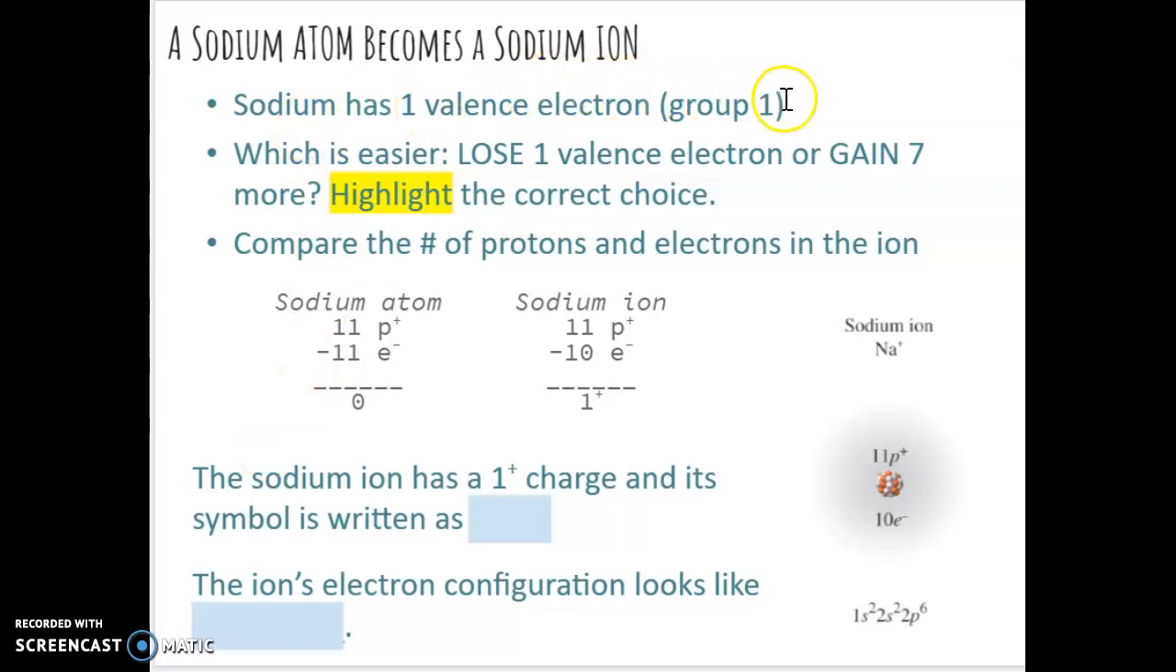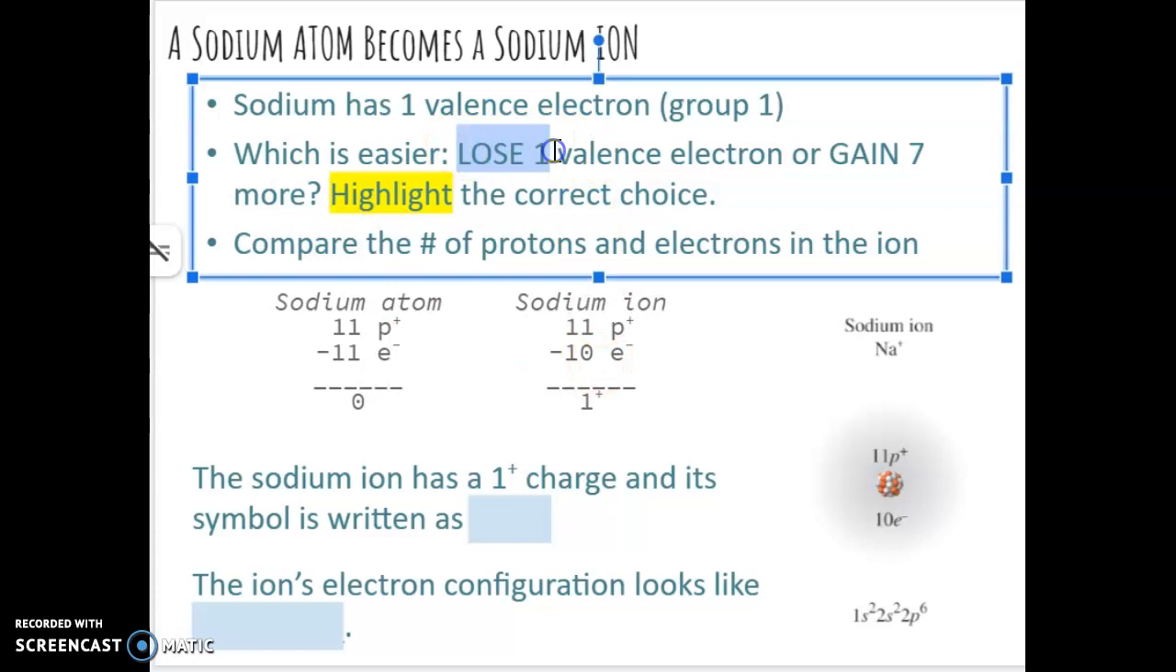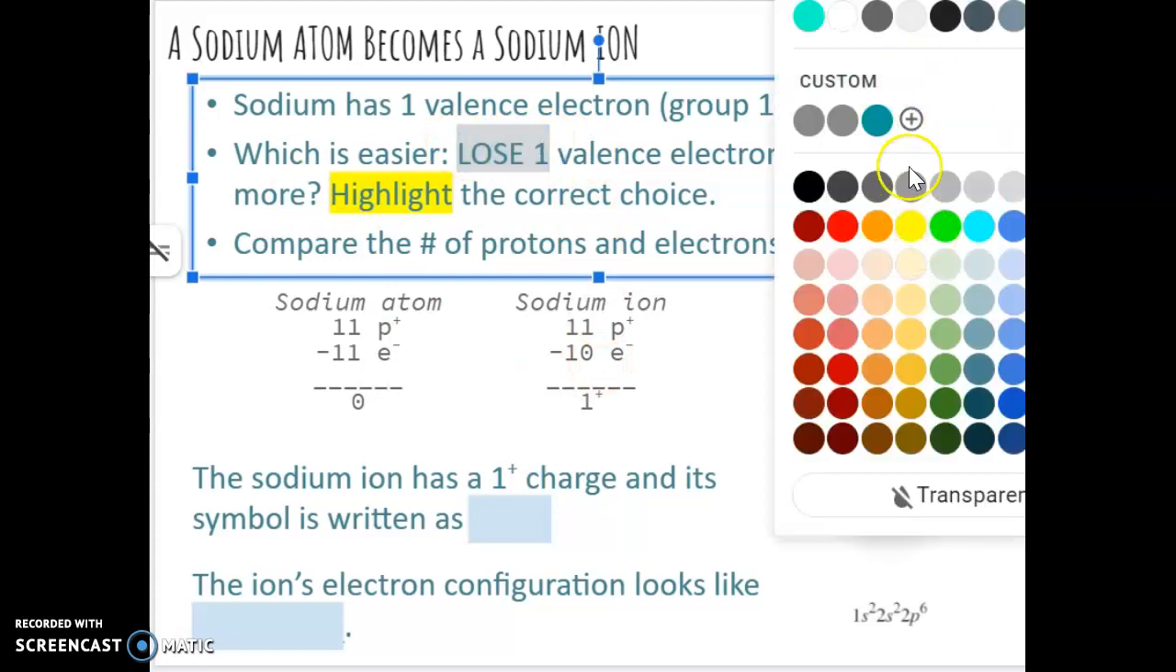So sodium has 1 valence electron. It's in group 1. Sodium is Na. Which is easier, losing 1 or gaining 7? Highlight the correct choice. Lose 1, or gain 7. So this one, I think it's easier to lose 1. That's a smaller number.